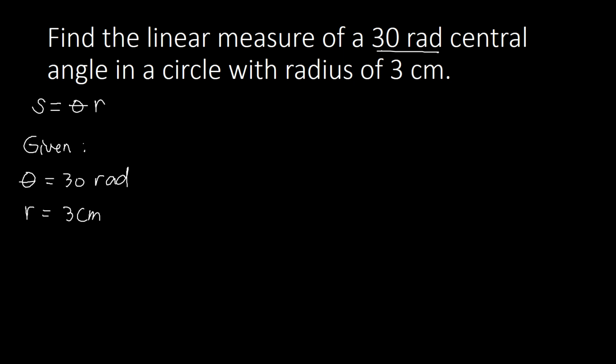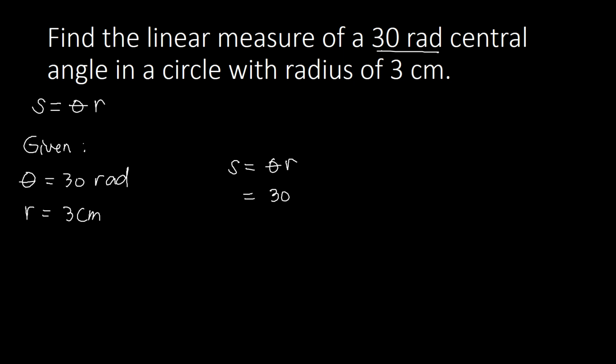We are now off in solving our arc length, or the linear measure, which is S equal to theta r. Plugging in the information, we've got 30 rad, or we do not need to write the rad unit anymore, because in angular measure, without the rad unit written, that is already understood to be in terms of rad.